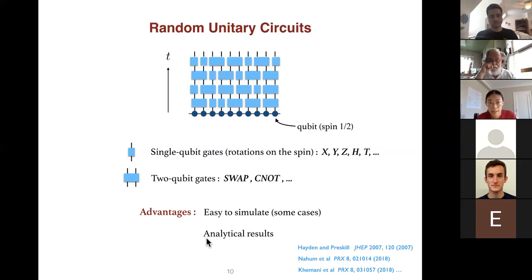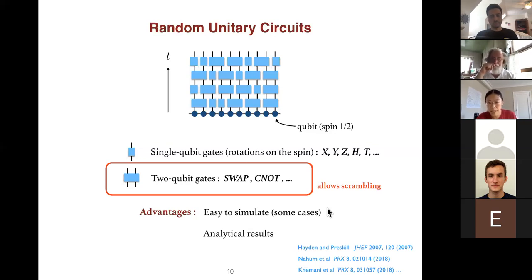Okay, so I should also mention that we will be primarily focusing on circuits with 2 qubit gates only. The reason is the following. If you only have single qubit gates, you won't have propagation of information, right? So you don't have this light cone or butterfly velocity, you don't have information scrambling. So we need 2 qubit gates. For this reason, we completely forego the single qubit gates and only have 2 qubit gates in our circuits.